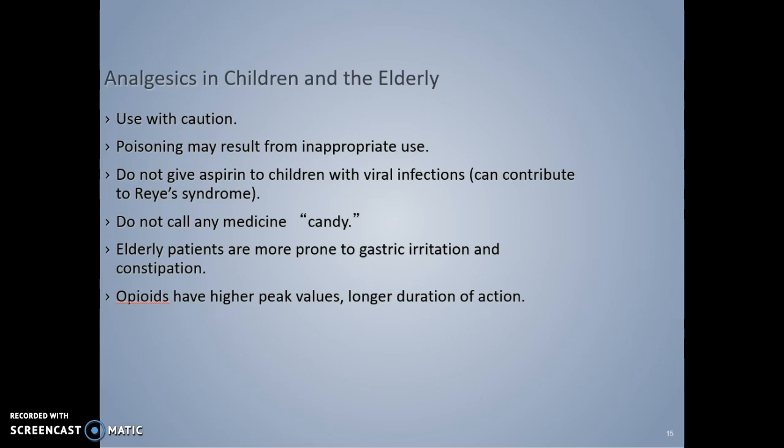aspirin. Okay? Do not ever call any medicine candy. Why do you think we wouldn't call medicine candy? Right, because if a child thinks that the medication is candy and they know already that they like candy, just like I like candy a lot, then they might seek out the medication and eat it as candy, which could cause a lot of problems. And then elderly patients are more prone to gastric irritation and constipation, and opioids have higher peak values and longer duration of action in this population.